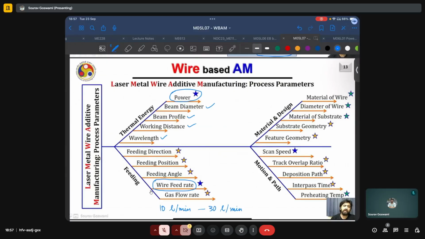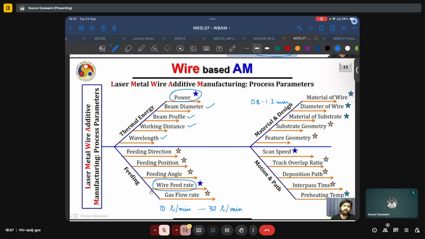In the case of material and design parameters, we will of course change the material of the wire. The diameter of the wire again is limited to a few standard numbers. It's because those are the commonly used welding wires available to us, say typically between 0.8 to 1.2 millimeters.